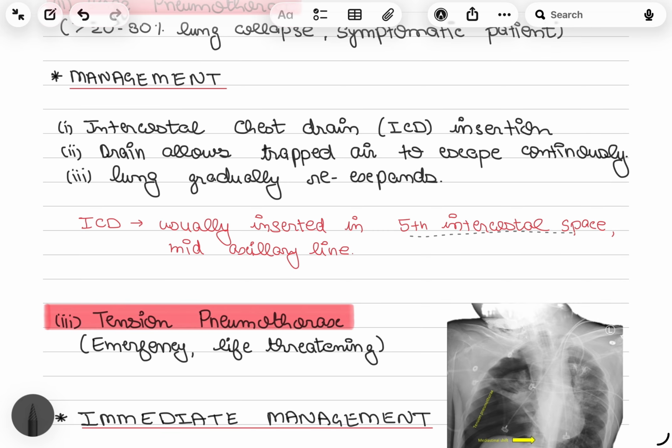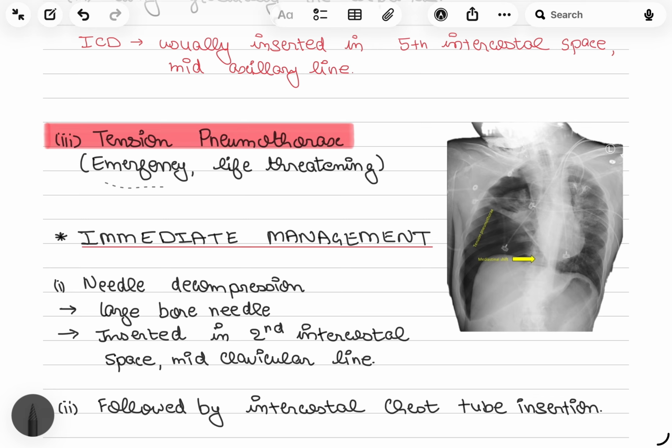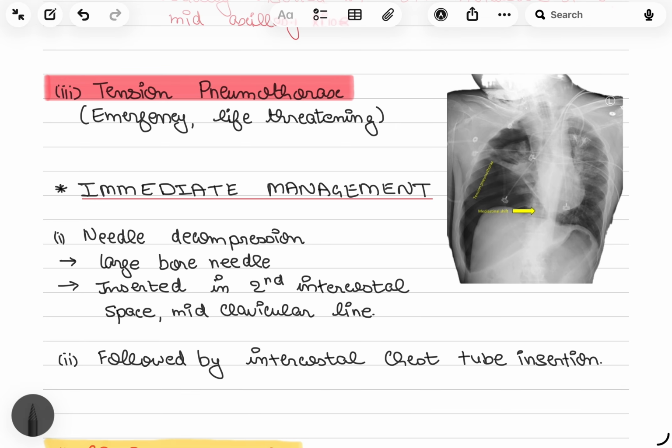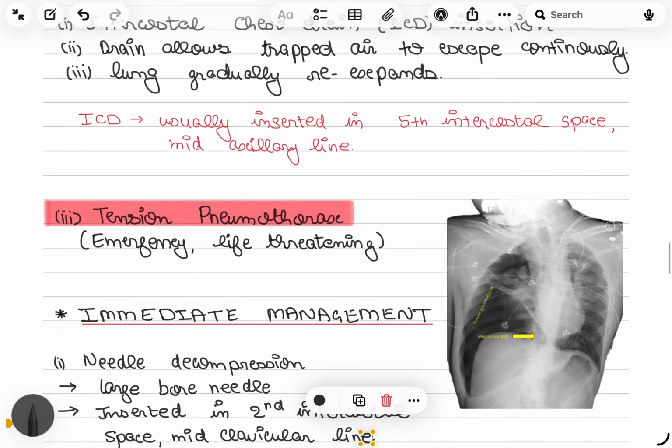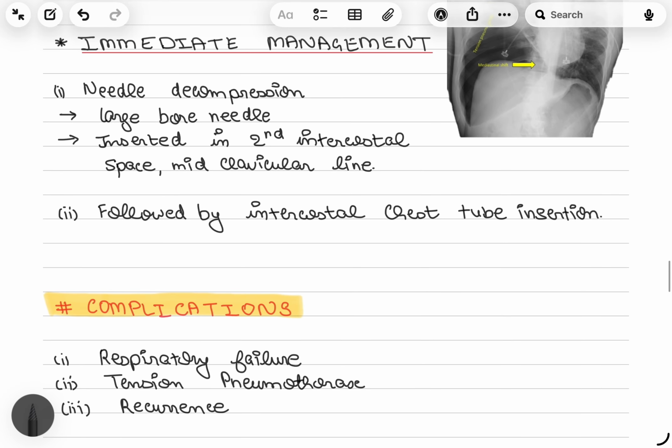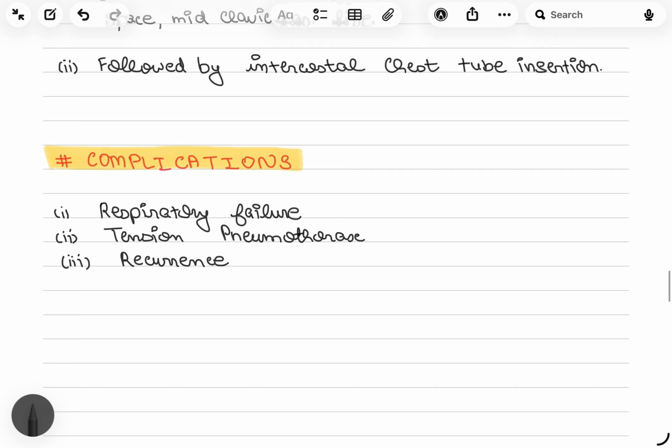Third is the tension pneumothorax. This is a life-threatening and emergency condition. Immediate management is done. The first step is needle decompression. A large bore needle is inserted in the second intercostal space at the mid-clavicular line. Just remember this: needle decompression is done in the second intercostal space, mid-clavicular line, and ICD is done in the fifth intercostal space, mid-axillary. This is followed by intercostal chest tube insertion. The complications of pneumothorax are respiratory failure, tension pneumothorax, and recurrence. So this is how we have done with pneumothorax.